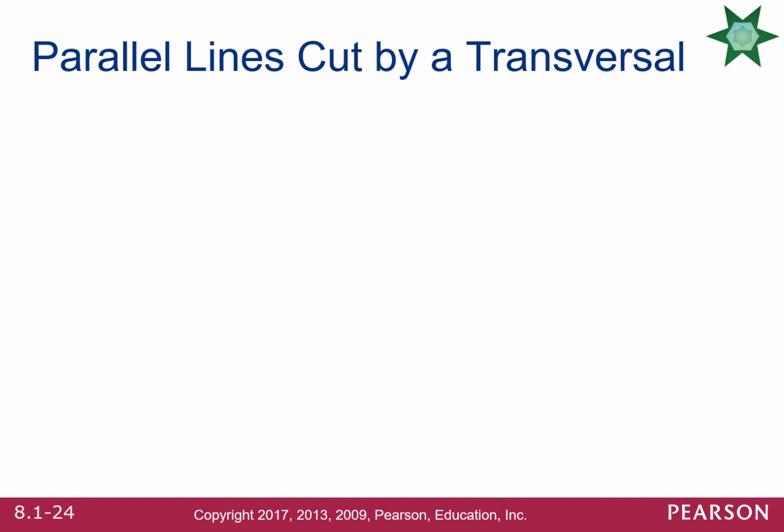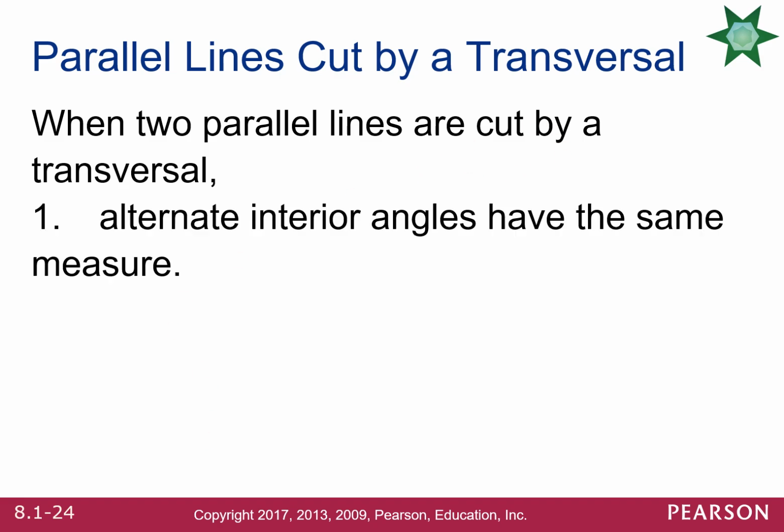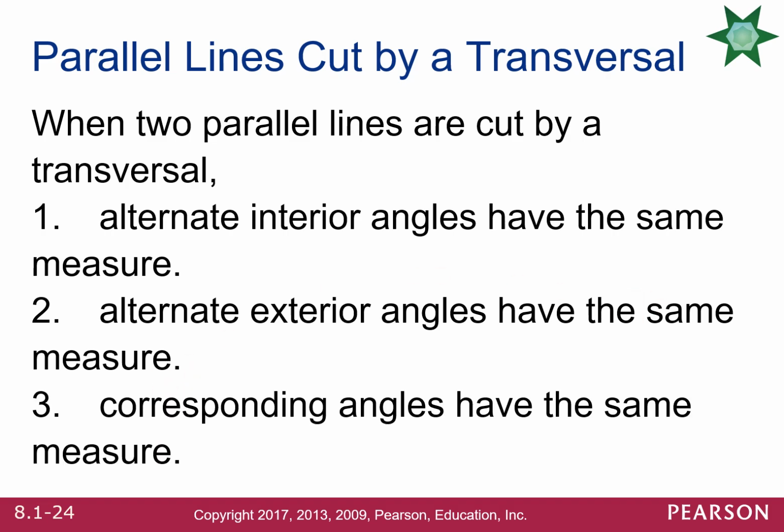Now we've already talked about the relationship between the special angles formed on parallel lines cut by a transversal. So when two parallel lines are cut by a transversal, the alternate interior angles have the same measure. They're equal to each other. And then the alternate exterior angles have the same measure, and likewise the corresponding angles will also have the same measure. So they'll be equal to each other. That's what we already mentioned in the previous slide.